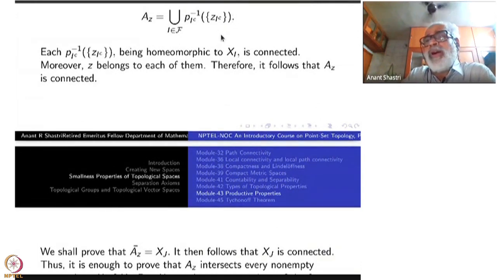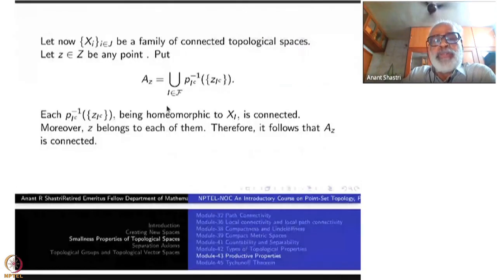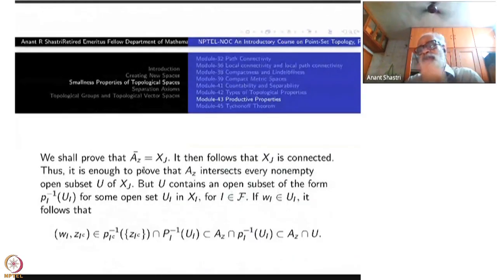This is not the whole of the product of X_j, but it is very close to that. Namely, what is this closeness here? If you take the closure of this, it's the whole space. That is the claim. We shall show that the closure of A_z is the product of X_j. So half the step we have proved, that this is a connected set. The second half is that its closure is the whole space.